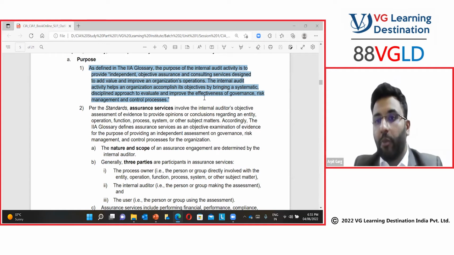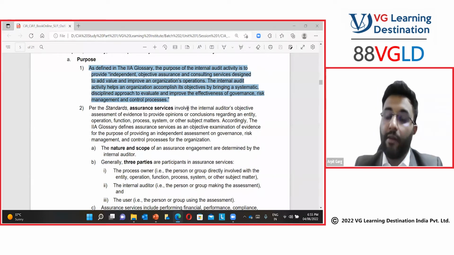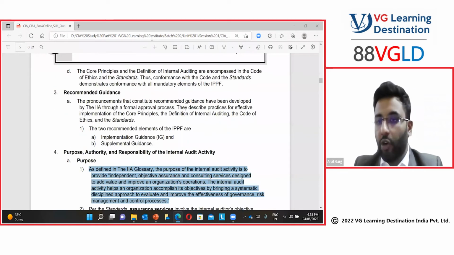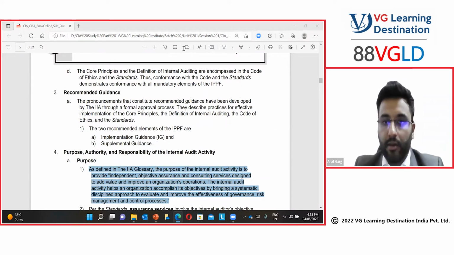Now, very, very important, folks, from the examination point of view, is what are assurance services and what are consulting services. So let's understand that. Anyone who would like to share some thoughts on what is assurance and what is consulting? Anyone? What are assurance services? What are consulting services?